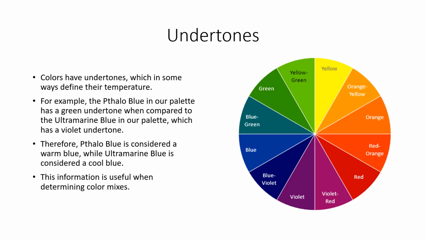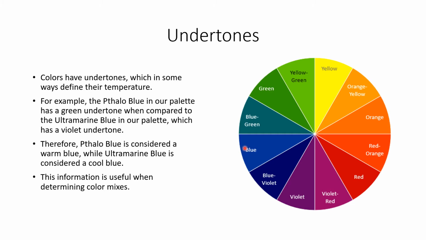Undertones. Colors have undertones, which in some ways define their temperature. For example, the phthalo blue in our palette has a green undertone when compared to the ultramarine blue in our palette, which has a violet undertone. Therefore, phthalo blue is considered a warm blue, while ultramarine blue is considered a cool blue.